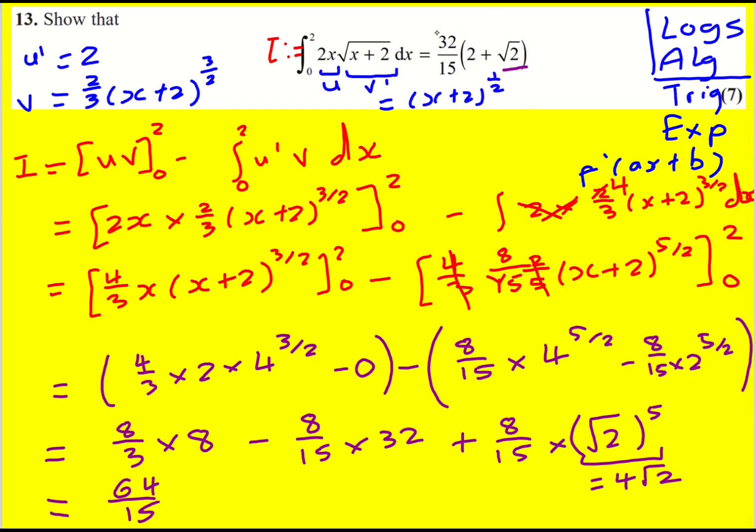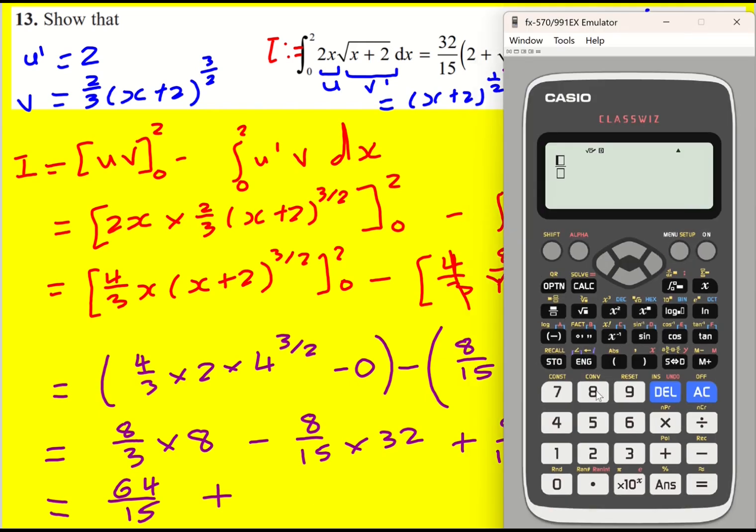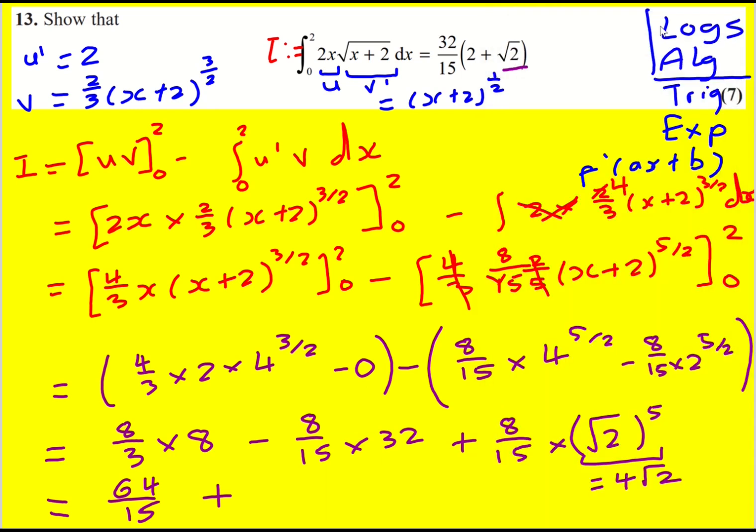You can actually see that's there when you times that out. So that's really good. And then I'm going to have plus, well, it's 4. Actually, to be honest, we can just put that in as well. So 8 over 15 times 4 root 2 becomes 32 root 2 over 15.